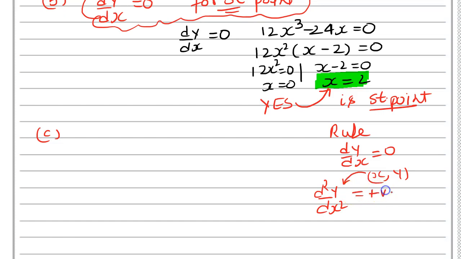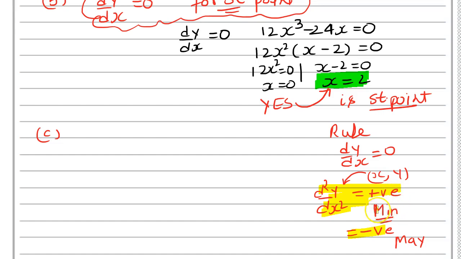If it is coming positive, then the point will be minimum. And if d2y by dx2 is coming negative, then the point will be maximum. These are the key points here. So d2y by dx2 positive, and d2y by dx2 negative.